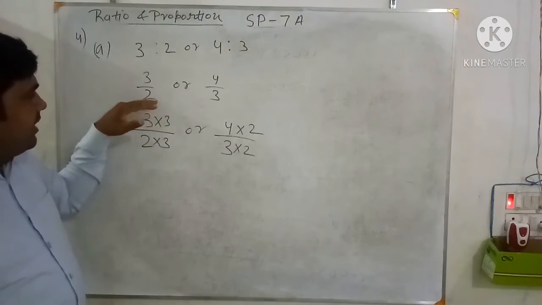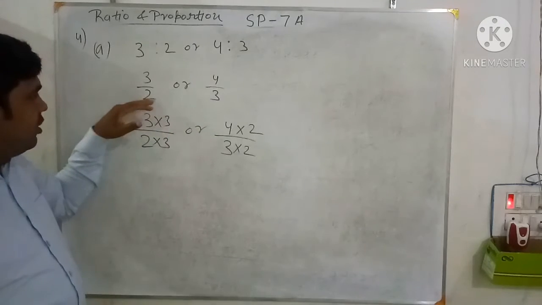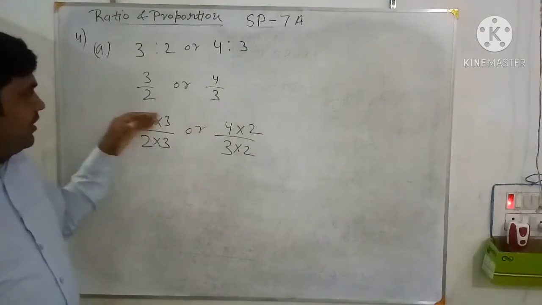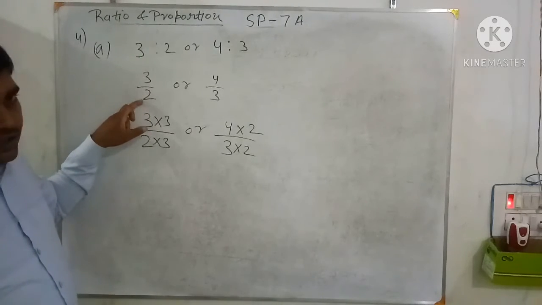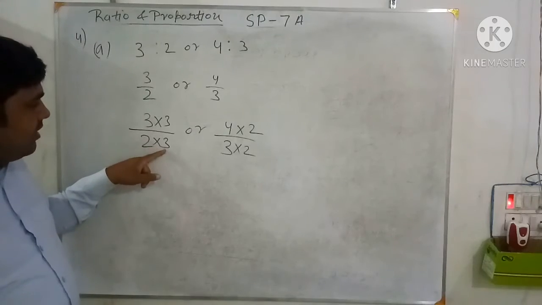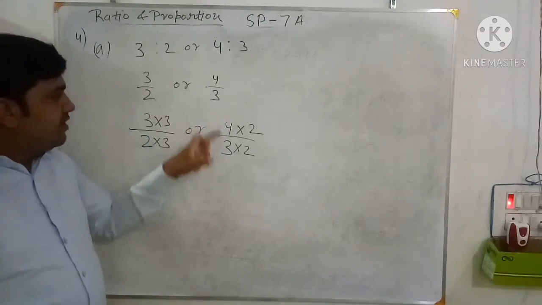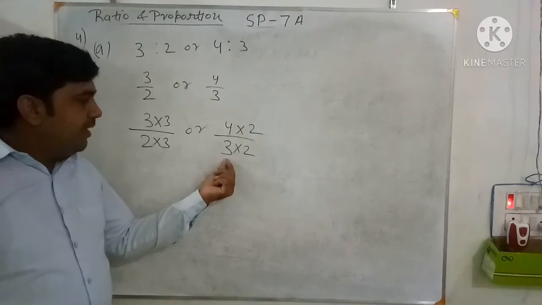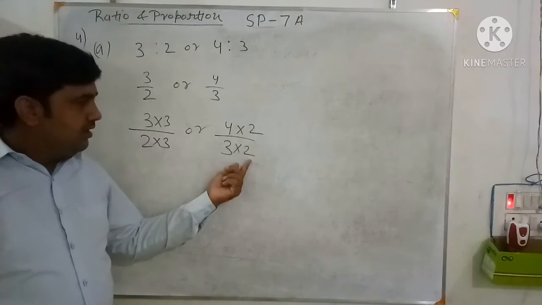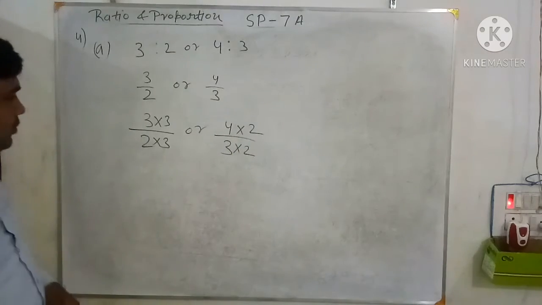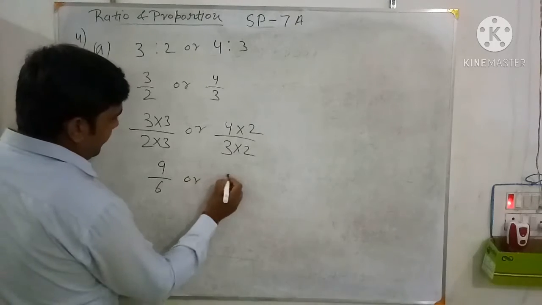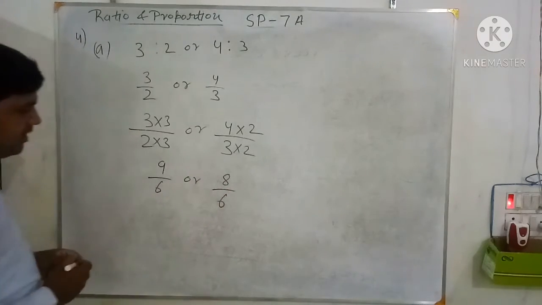First we make the denominators the same by calculating the LCM, and the LCM of 2 and 3 is 6. So we make each denominator equal to the LCM, that is 6. What do we multiply 2 by to get 6? 3. So multiply the numerator by that number also. In the second fraction 4 by 3, 3 is the denominator. What do we multiply 3 by to get the LCM 6? We multiply 2, and to the numerator also we multiply 2. So the values we got are 9 by 6 and 8 by 6.